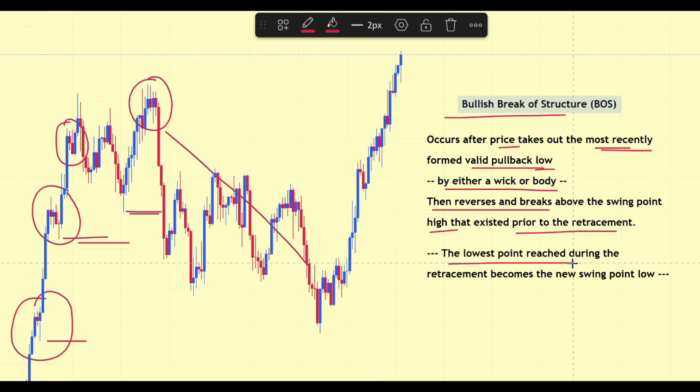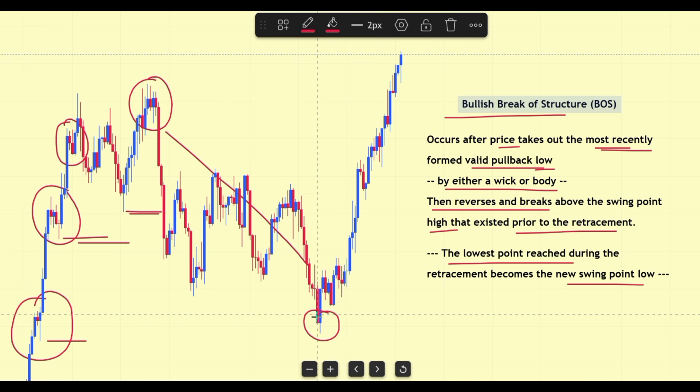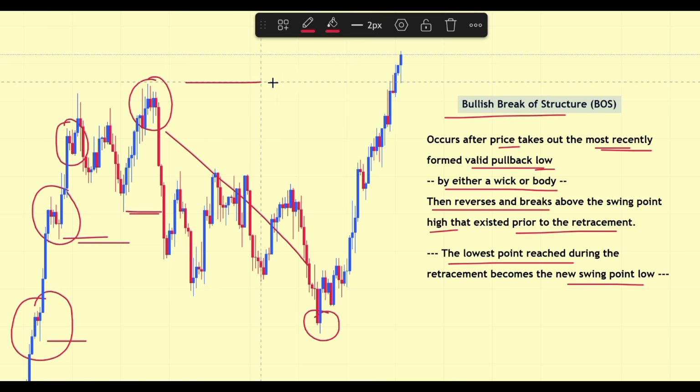So the lowest point reached during the retracement becomes the new swing point low. And we can clearly see exactly right here that this one here is the swing point that price achieved during the retracement before reversing back and breaking past this swing point high. And this is what we call a bullish break of structure.